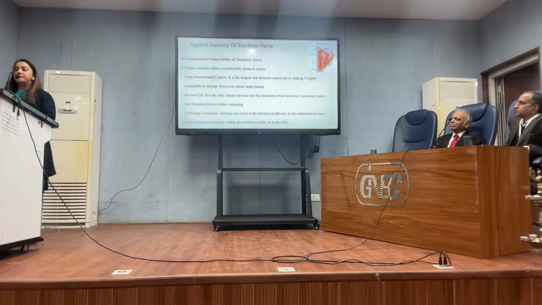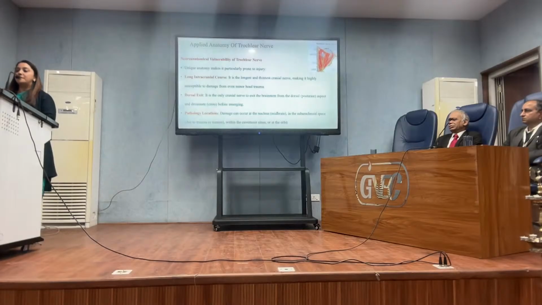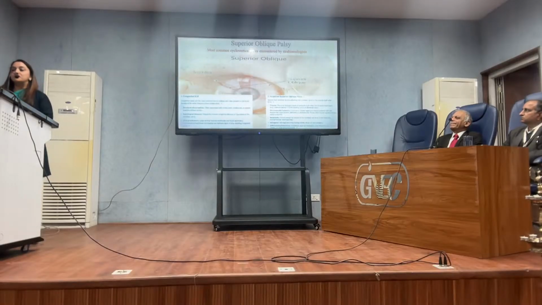Brief applied anatomy of the trochlear nerve. The neuroanatomical vulnerability of the trochlear nerve lies in its long intracranial course. As we know, it is the longest and thinnest cranial nerve, making it highly susceptible to damage. It's the only cranial nerve to exit the brainstem from the dorsal aspect and decussate before emerging. Damage can occur at various locations, right from the nucleus to the subarachnoid space, within the cavernous sinus, or at the orbit.